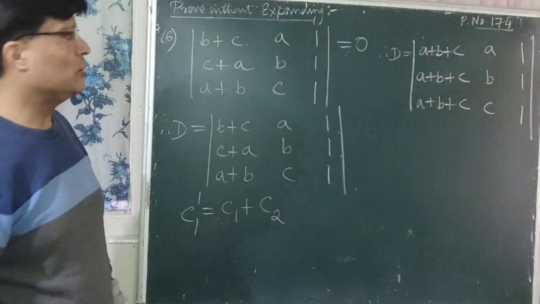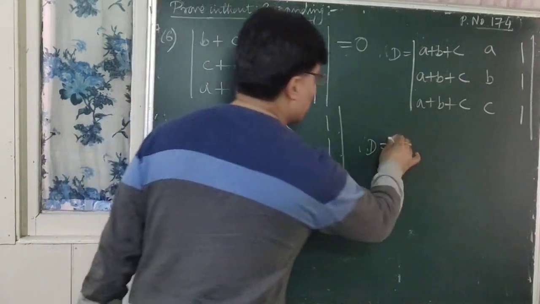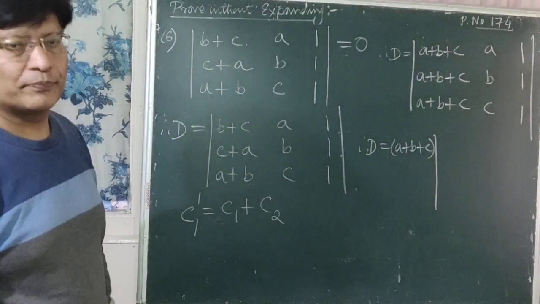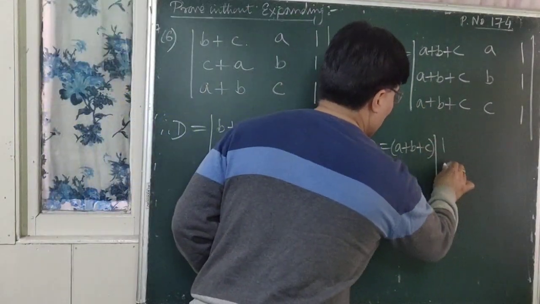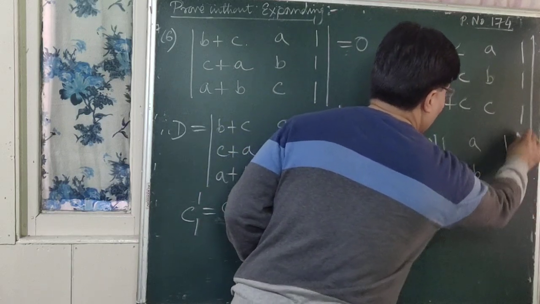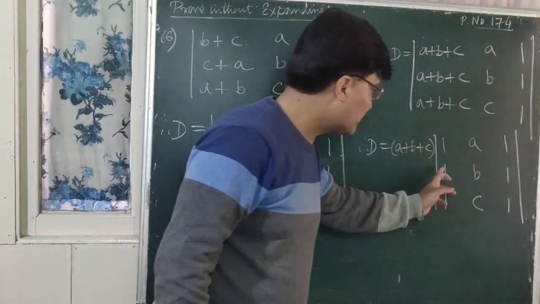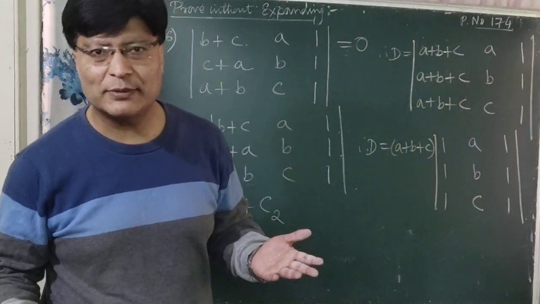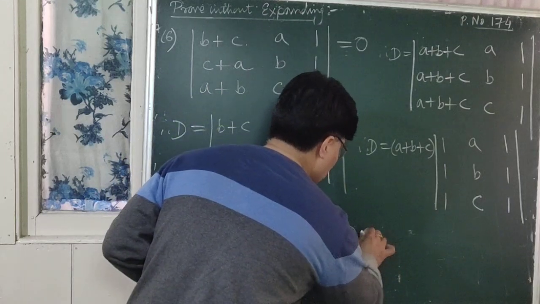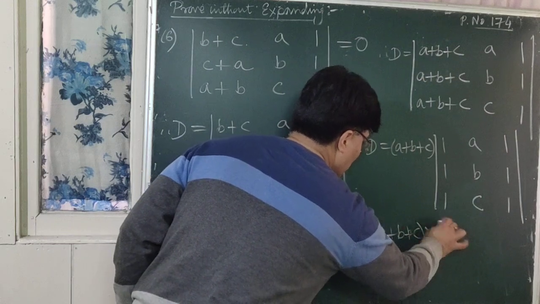Now you can take common, use property number 4. That is D is equal to, what is common out here? It is a plus b plus c. Now, what is the first column? 1, 1, 1. What is the second column here? a, b, c. What is the third column? 1, 1, 1. Right? Now, this first column and the third column are same. That means what is the value of this determinant? 0. So therefore, D is equal to a plus b plus c into 0.